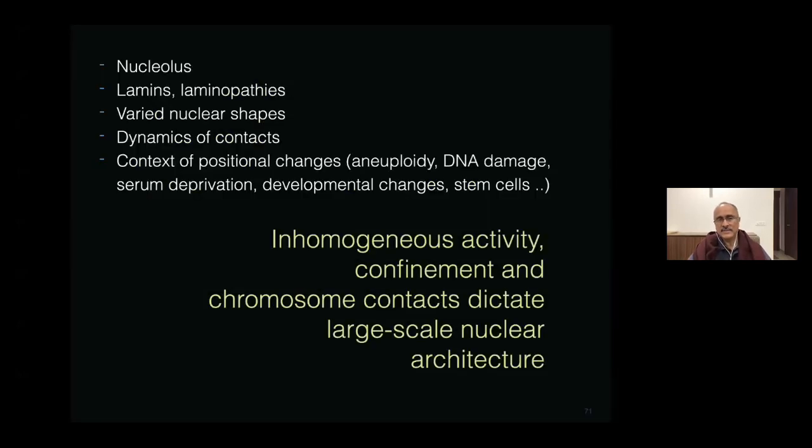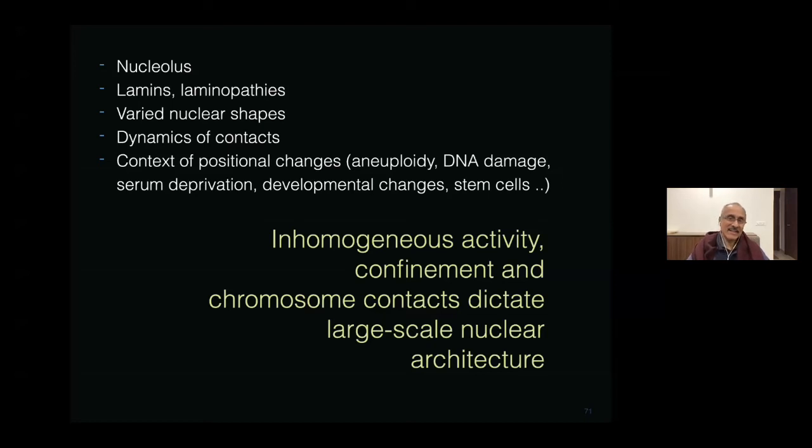There's a whole bunch of interesting stuff. There's the nucleolus, there's lamins. We didn't have the nucleolus in explicitly, we're going to do that. There's the role of lamins, which is extremely important. The role of nuclear shapes, very complicated calculation, but nevertheless possible. Making contacts more dynamic is something that might give us a better idea into how to relate this better to the Hi-C data.